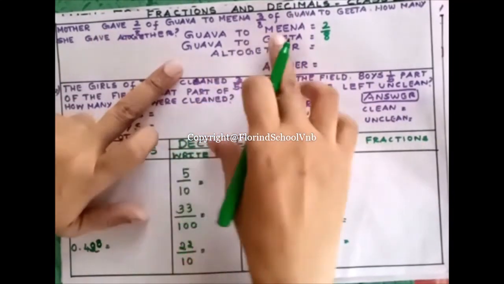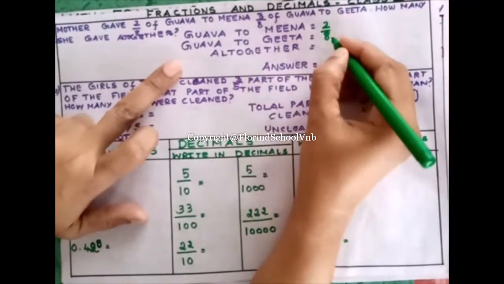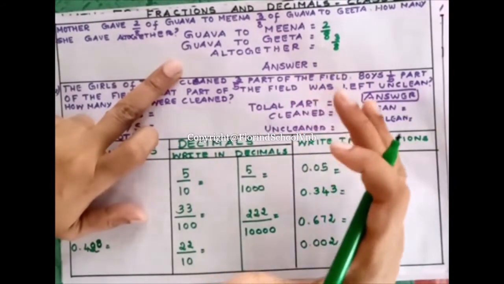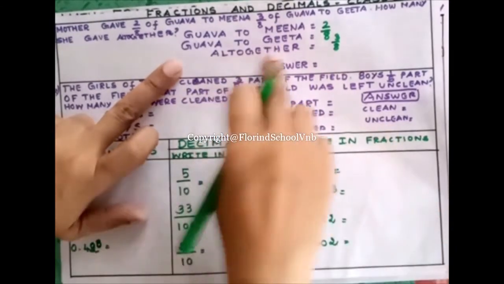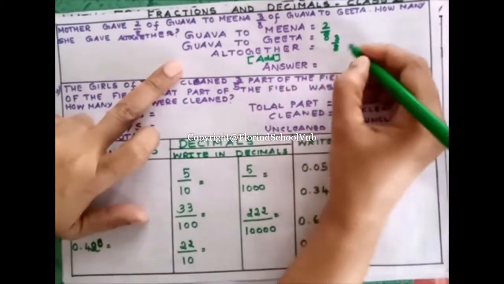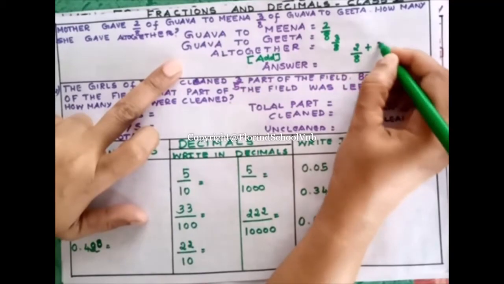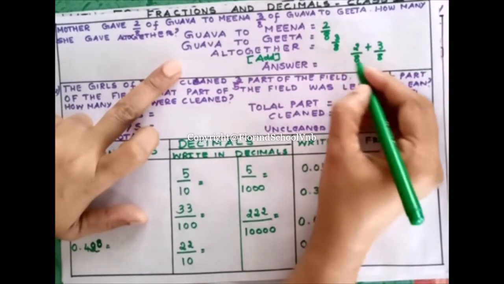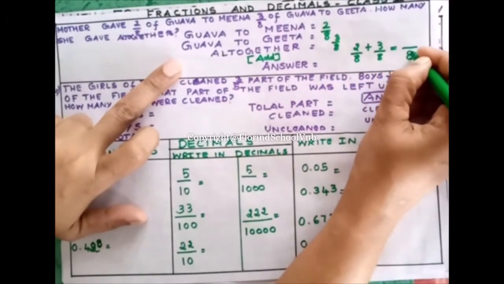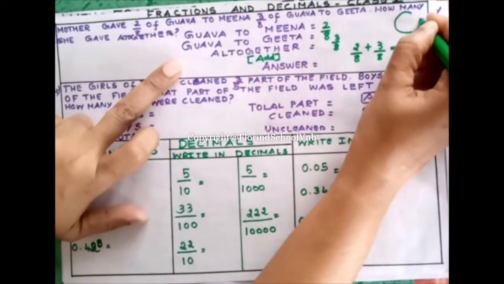Now, she gave 3 by 8 of the Goa to Geeta. Okay. Now how much Goa did she give altogether? When altogether comes, you have to add the fractions. So how to add 2 by 8 plus 3 by 8? While adding, you should not change the denominator. The denominator should be 8 parts, the same.